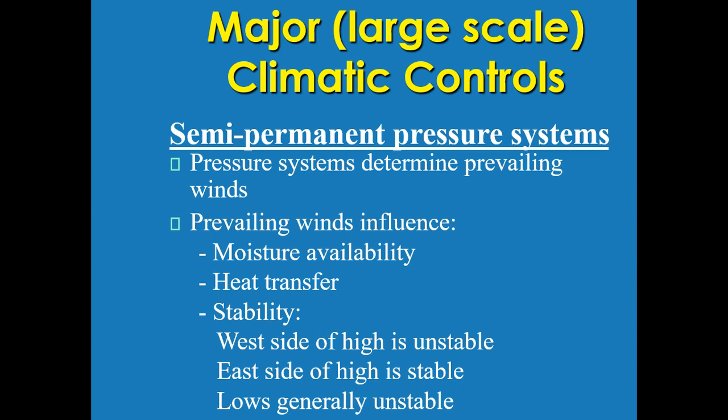Stability generally occurs on the east side of a semi-permanent high. The east side of a semi-permanent high has stable conditions. The west side of a semi-permanent high is unstable in the northern hemisphere. And low pressure systems are generally unstable. So stability factors, heat transfer, moisture availability, the prevailing winds setting up their circulation around these semi-permanent pressure systems really makes a difference in what type of weather a location receives throughout the course of time.